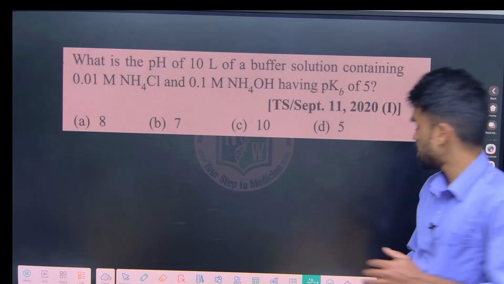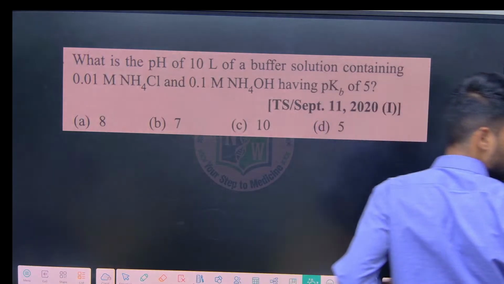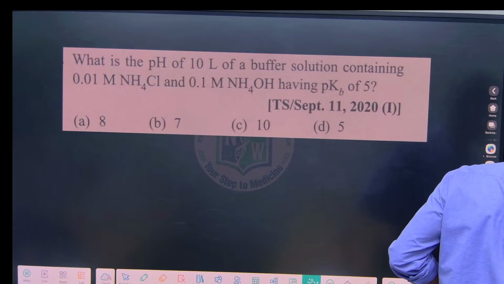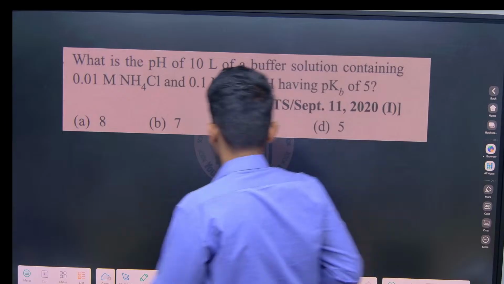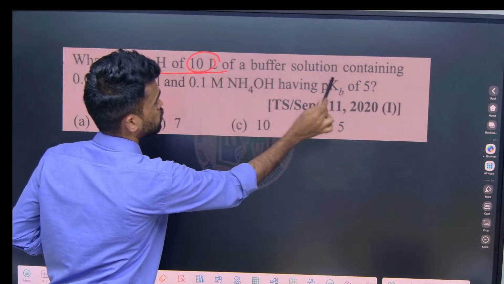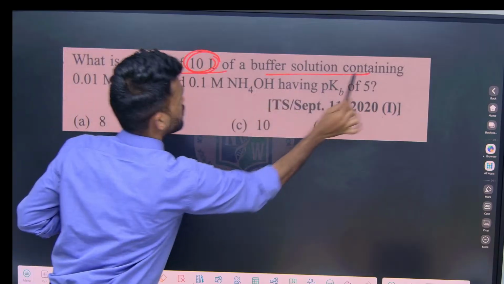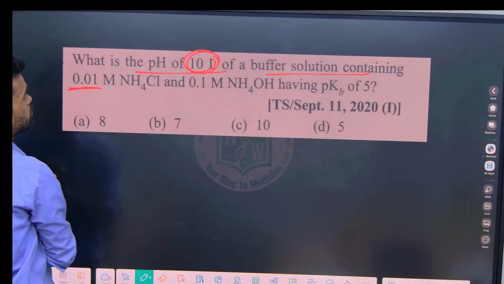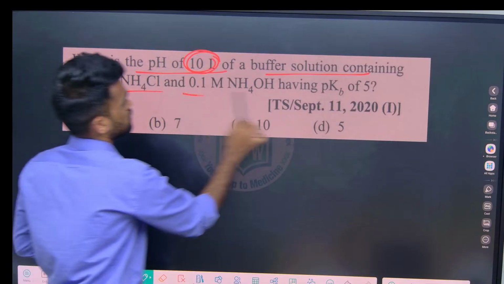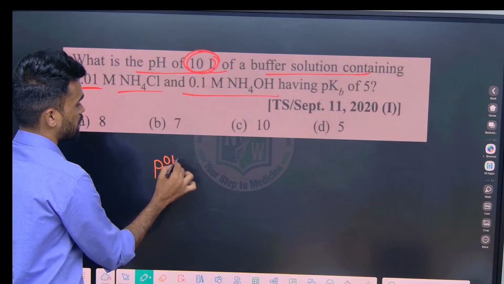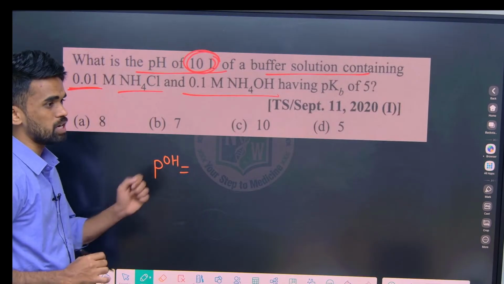Okay, tell me. How can you solve this? What is the pH of 10 liters of buffer solution? It means the volume is 10 liters, that is fixed. The buffer solution contains 0.01 molar salt plus a weak base. So now what we need to find is whether it's a basic buffer or an acidic buffer. Basic buffer. So find pOH.